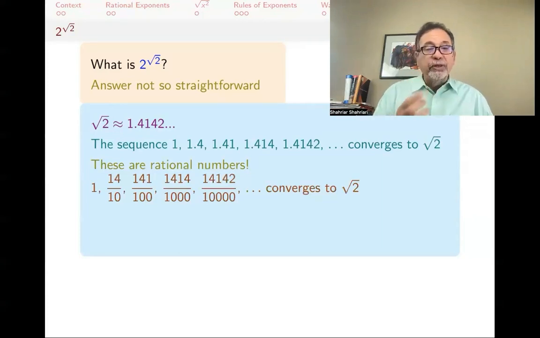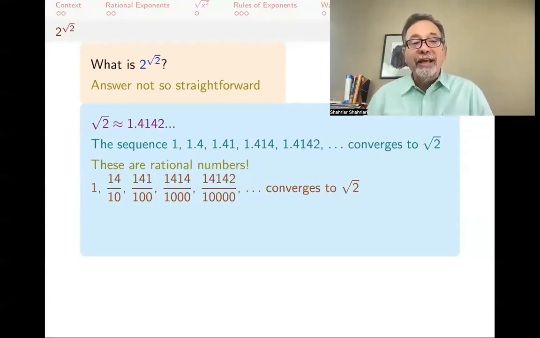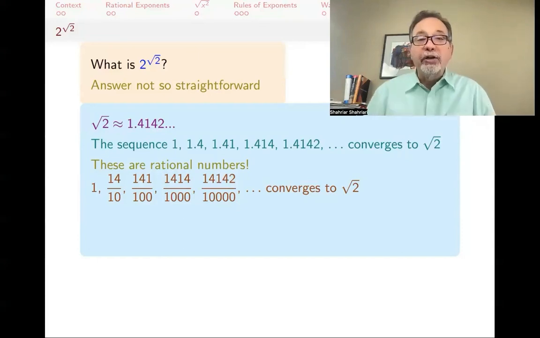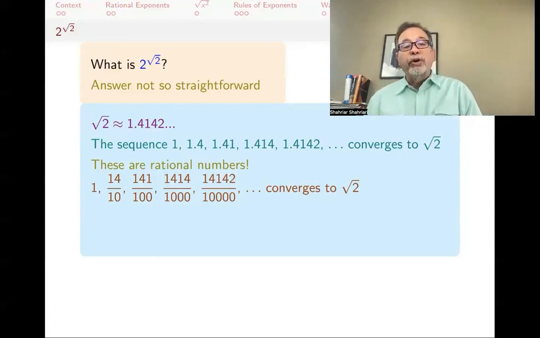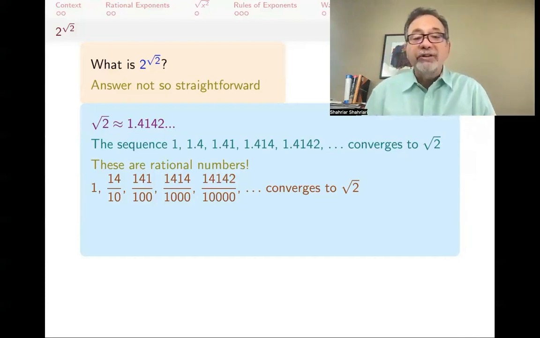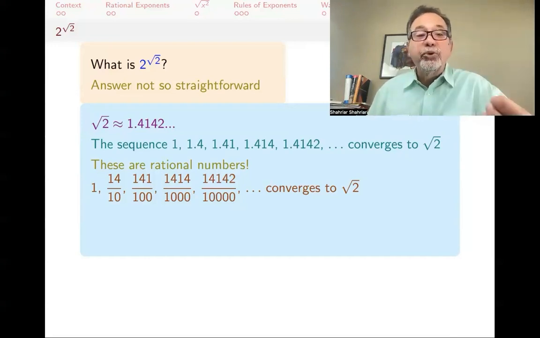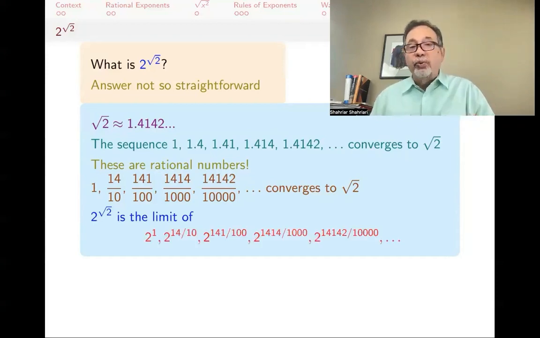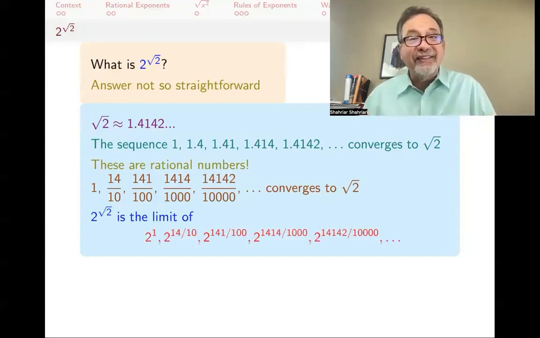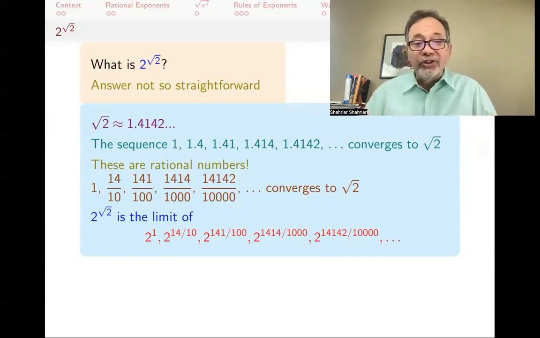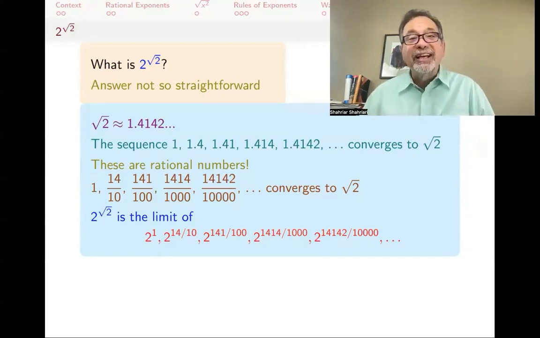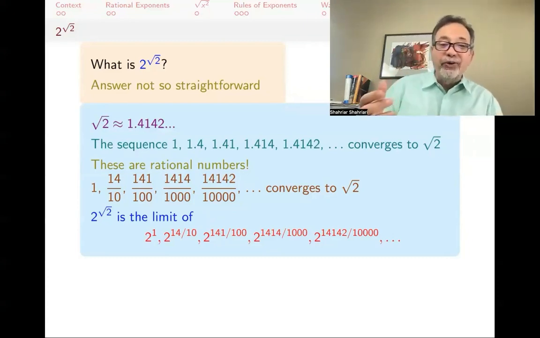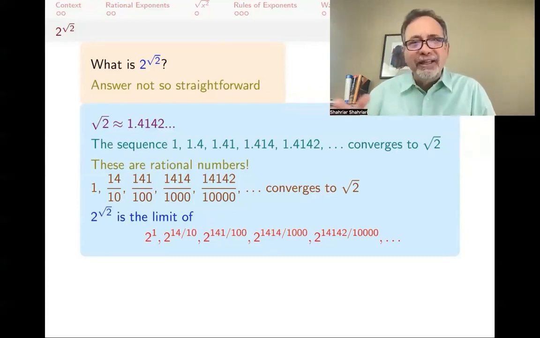And the reason they are is because 1 is 1, but 1.4 is the same as 14/10. 1.41 is 141/100, and 1.414 is 1,414 over 1,000, and so on. So these are rational numbers that converge to square root of 2, and we can raise 2 to the power of these. And so we could say that 2 to the square root of 2 is the limit of 2 to the 1, which is 2, but then 2 to the 14/10, which means what? The 10th root of 2 to the 14th, and then 2 to the 141/100, which means the 100th root of 2 to the 141, and so on. This is a very complicated sequence that should converge to 2 to the square root of 2.